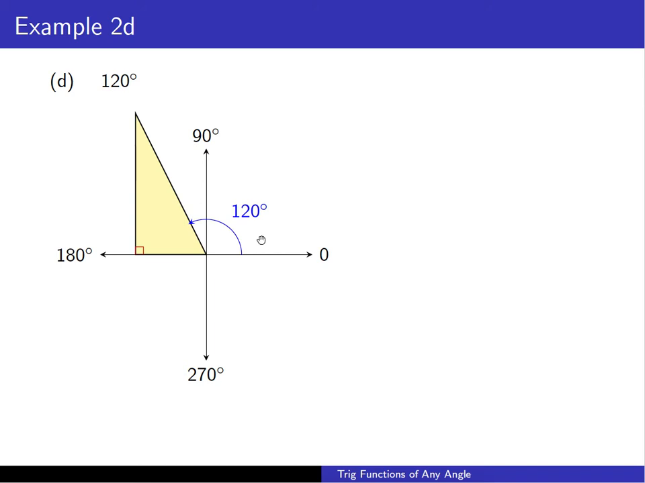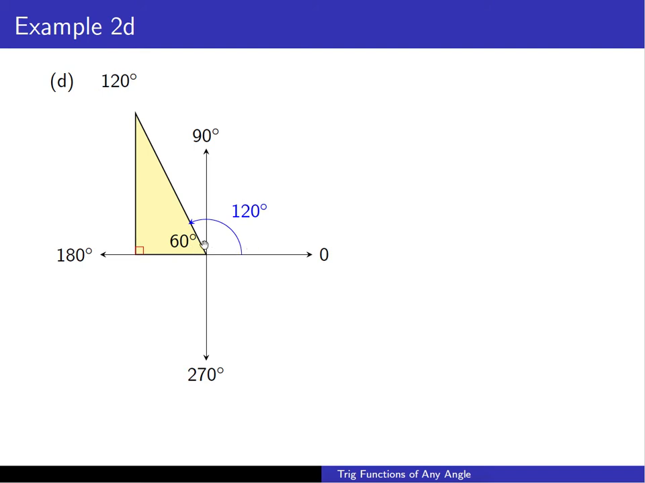So if we draw a 120 degree angle in standard position, the terminal side is going to end up in the second quadrant where our x coordinates are negative and our y coordinates are positive. So we want to find the reference angle for 120 degrees. If we would have gone all the way to the negative x-axis, that would have been 180, but we stopped when we got to 120. So this angle here is going to be 180 degrees minus the 120, which is 60 degrees.